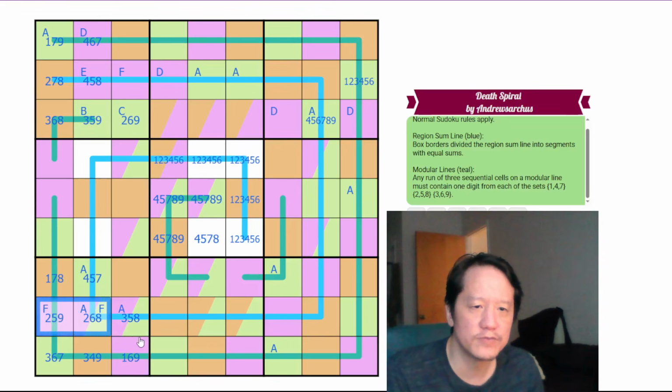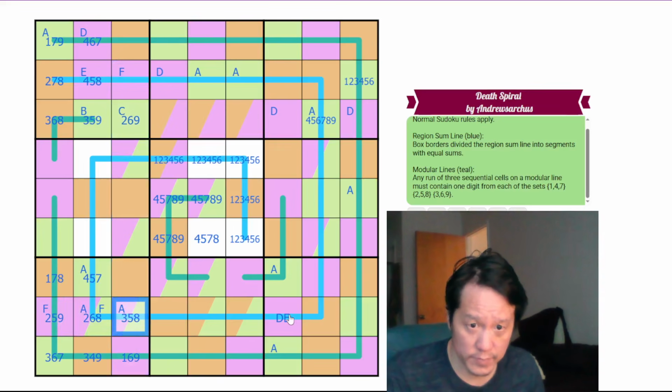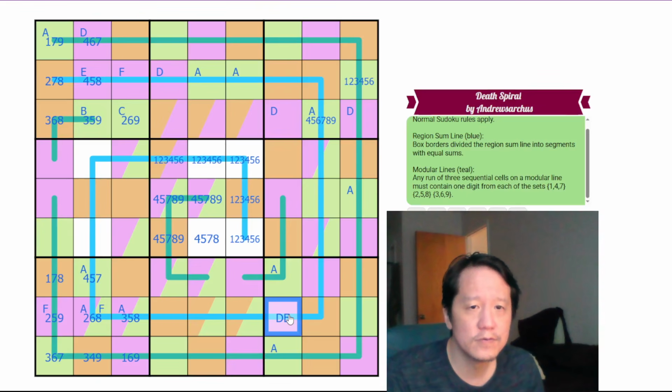F has to be one of these two, which means this can't be F. It's D or E here. So F is here, which means F has to be one of those two. This can't be F. We have A here, B and C. This is some A, B, C combination. This is B or C. This is obviously B or C. This is B or C.